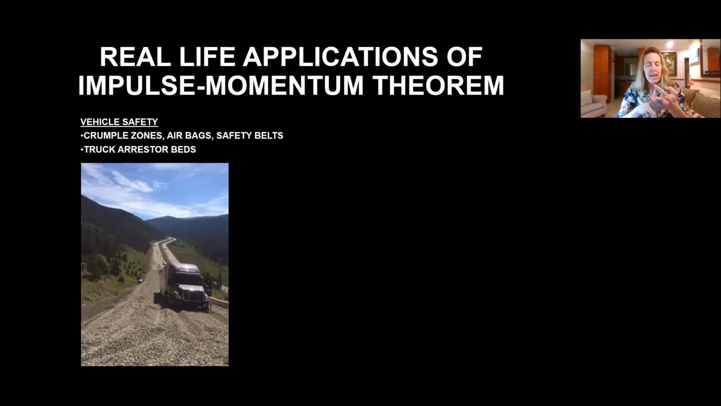So in vehicle safety, we know that all cars these days are fitted with seat belts, crumple zones, and airbags, right? And this is all just to make your journey safer in case of a collision, because a net force will be applied to your body to change your momentum from a high value eventually to zero for you to stop.